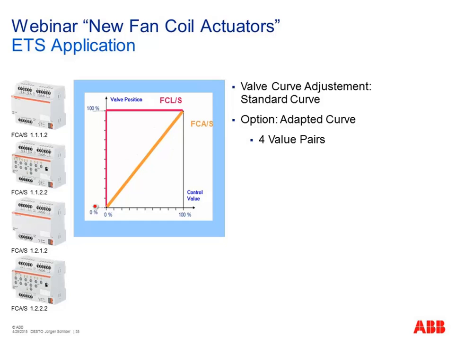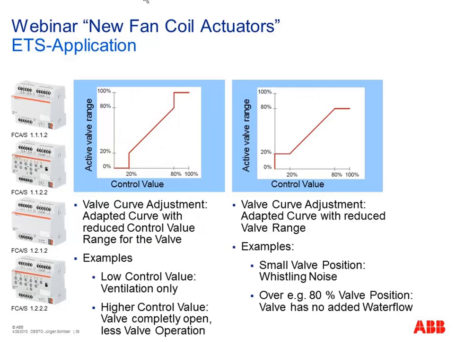Possible. And this linear curve is standard, but it can be adapted. Here are two examples. In this example, I don't want a linear relation, at least at the beginning. If the control value is below 20%, I don't want to open the valve. No cooling, no heating, only ventilation, because this means already level 1. So I block valve operation in the lower level of the control value.